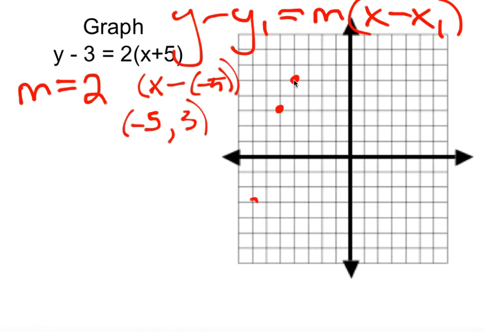And again, all we would need to do would be to connect those 2 points in a straight line and put arrows on the ends. And that's how you graph a line that is in point-slope form.